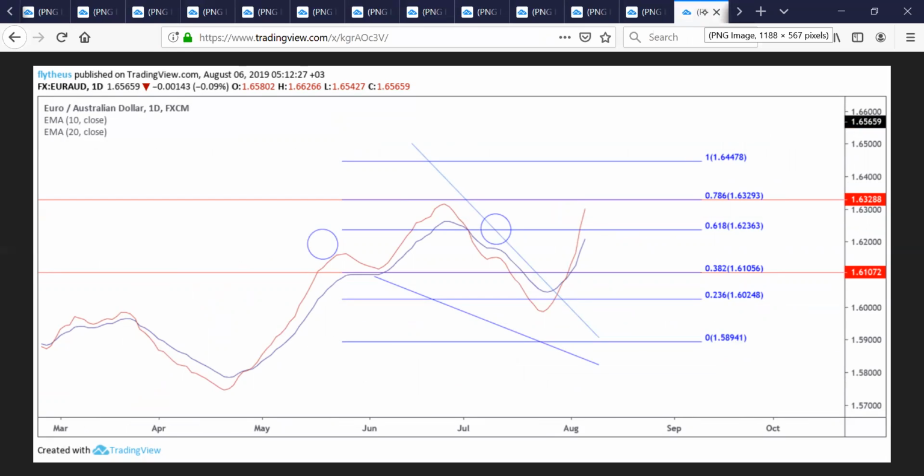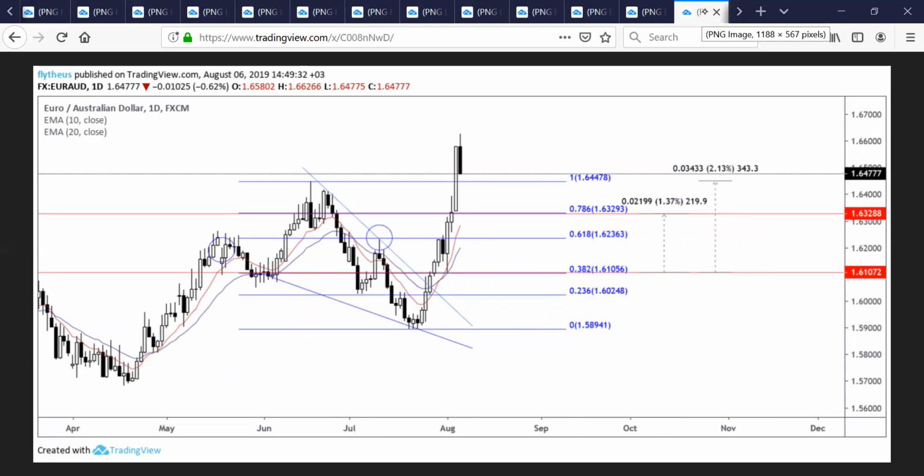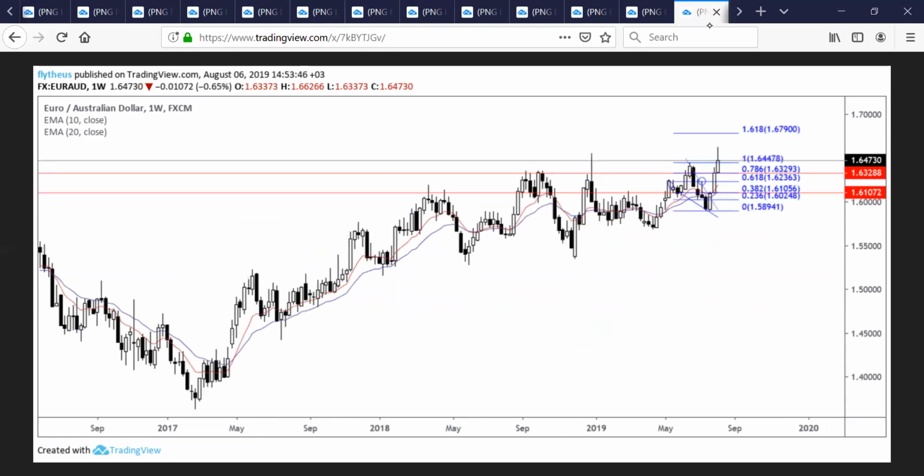And this is another view, how you can view your charts without the candlesticks. Measuring the distance going to the 0.786 level, which is 219.9 pips. The next level here you can see at 343.3 pips. Here's the weekly view. Remember, my final target is the 1.618 level.